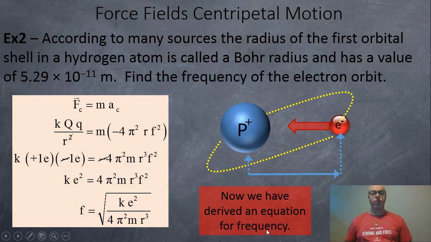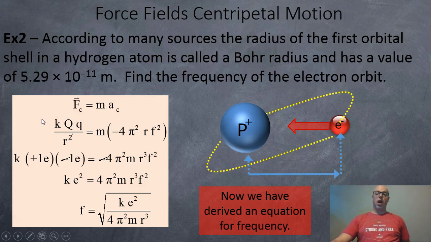Okay. So according to many sources, the radius of the first orbital shell in a hydrogen atom is called a Bohr radius, and it has a value of 5.29 times 10 to the negative 11 meters. So supposedly this is where an electron is on average in the first orbit around a hydrogen atom, which is just a proton. So find the frequency of the electron in the orbit. How quickly is this thing making circles? So we can find out.